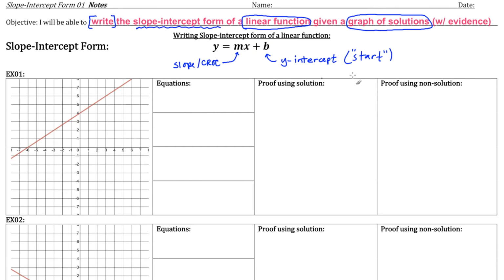So the y-intercept is where we start. We're always going to look at where we start first. This will always be where it crosses the y-axis. So I'm going to also put that. We'll put crosses y-axis.